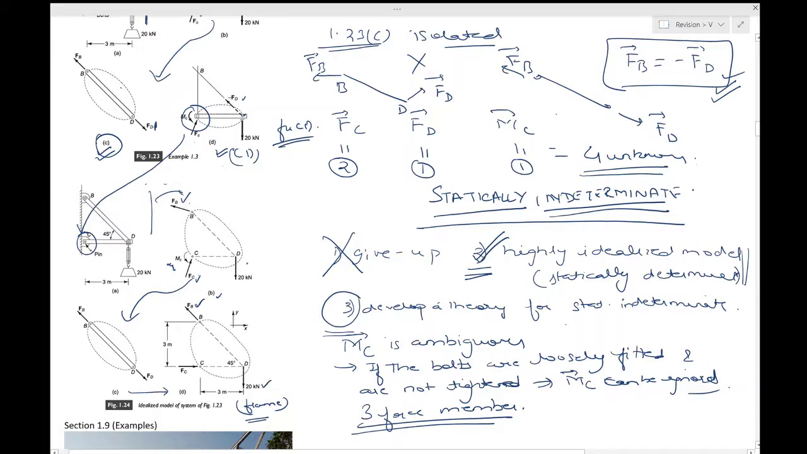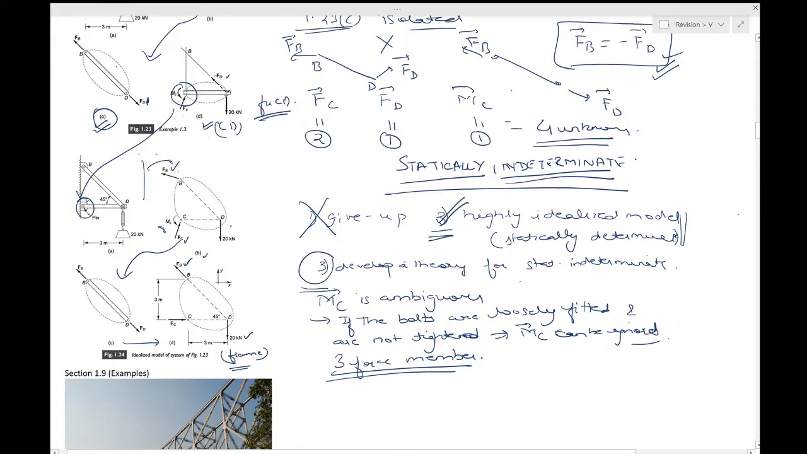It's an external force acting on this frame, and it seems the stage is all set for us to actually use this 3-force member idea on bar CT. So if you have one force on CD in this form, this is CD, the other force in this direction, the third force, which is FC, has to be in this direction so that they can all be intersecting at this one point D.